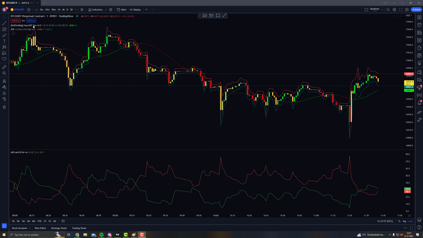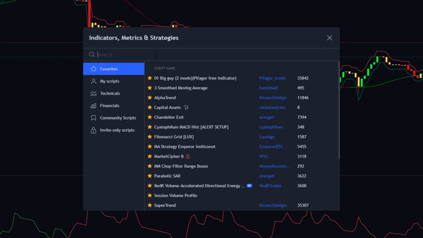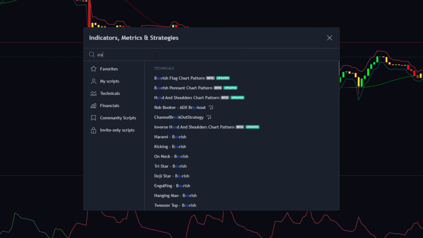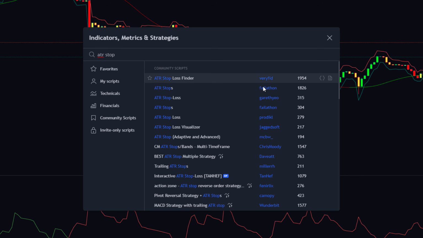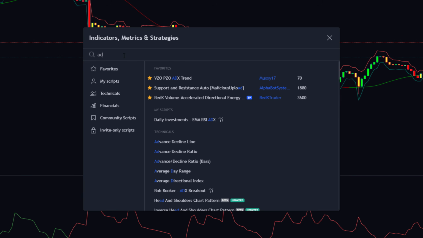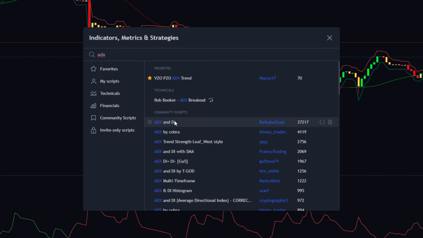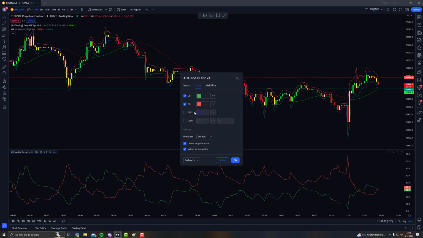So I already have the setup, but I'll go through it with you again. If you go to indicators, you're looking for Easy MTF SIS. That's going to be the first one, the 1 minute easy scalping strategy. We're going to turn off some stuff for that, but we'll do that later. The other one is the ATR stop loss finder of BYBIT, one of my commonly used ones. And the other one is the ADX, also commonly used. It's going to be the ADX and DI, because we are going to turn off the ADX actually.